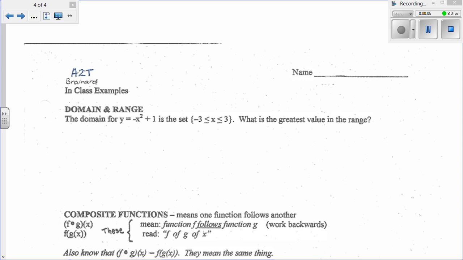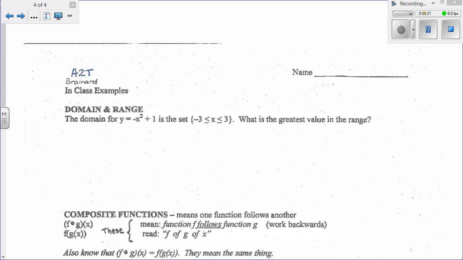Hi, and welcome to day 4 of functions. Today we are going to be talking about composite functions or compositions of functions. The first thing we're going to do though is review the domain and the range.